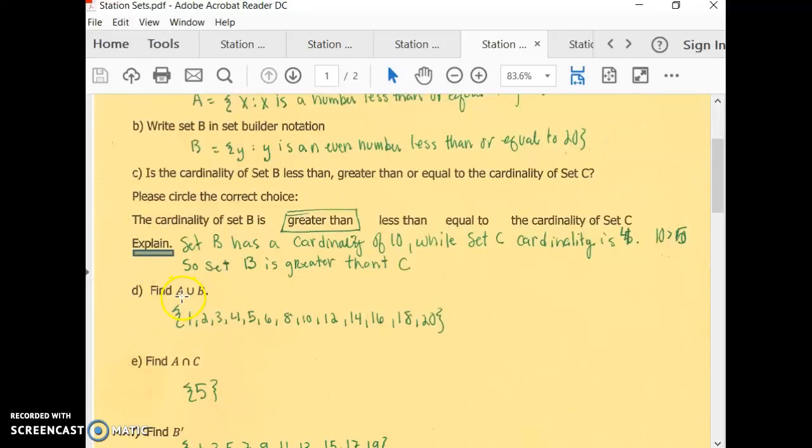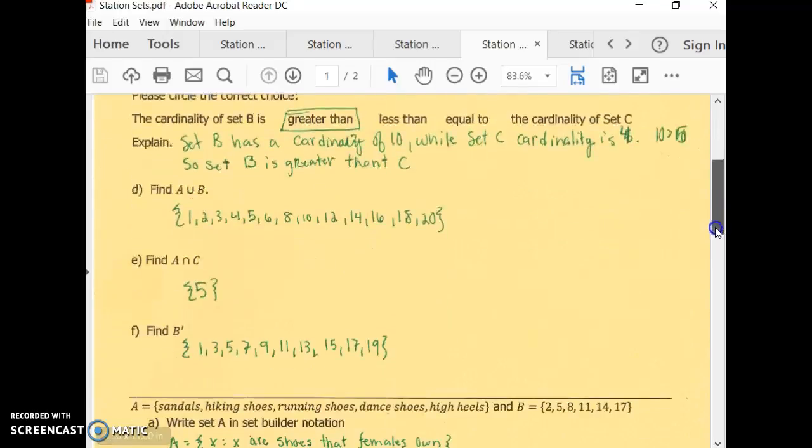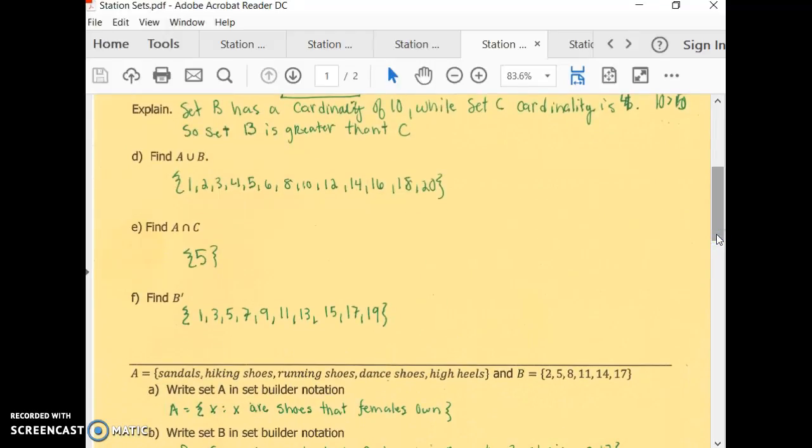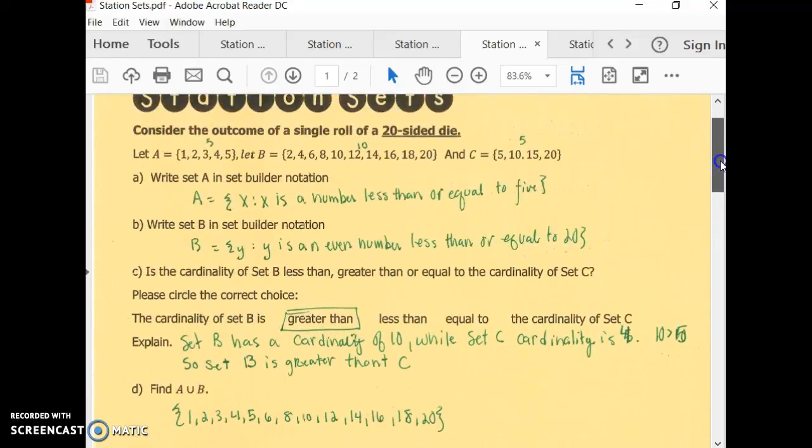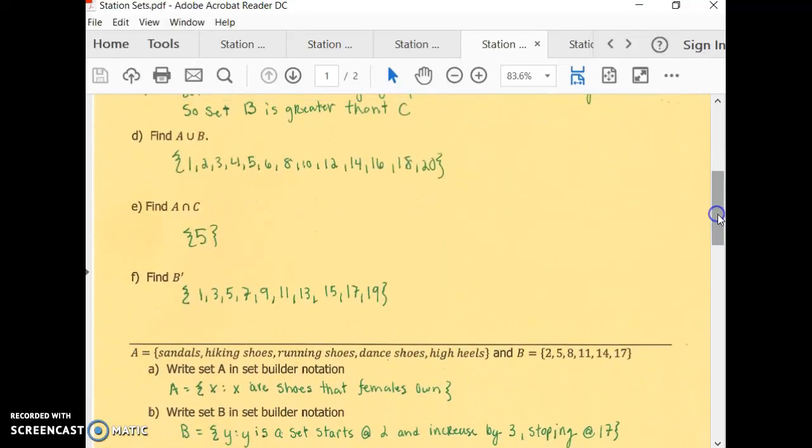So if A union B, all of those union, right? I have all of A and all of B, so that's all of them combined. And then I have A intersection C, so that means what they only have in common, which was a 5. And then I had B complement, so that's everything outside of B. If B was all the evens, it's going to be all the odds from 1 to 20.